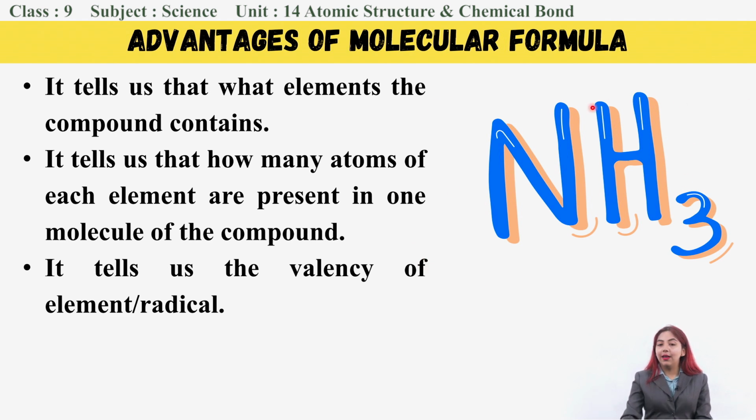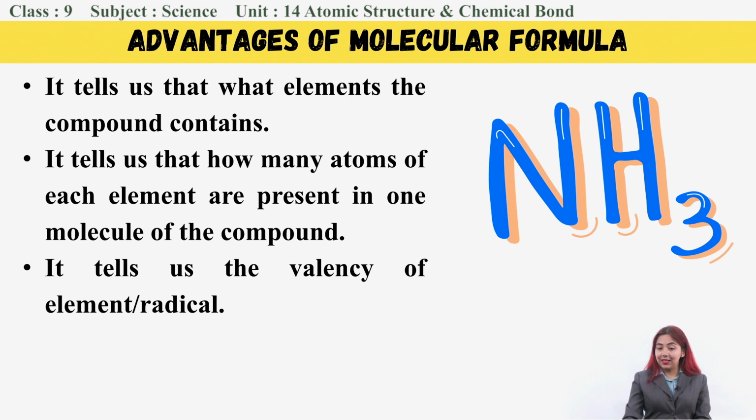Suppose here we have ammonia, an example of a compound. So, looking at this molecular formula of ammonia, we can easily say that the compound ammonia contains nitrogen and hydrogen elements. Another advantage is that the molecular formula also tells us how many atoms of each element are present in one molecule of that compound.